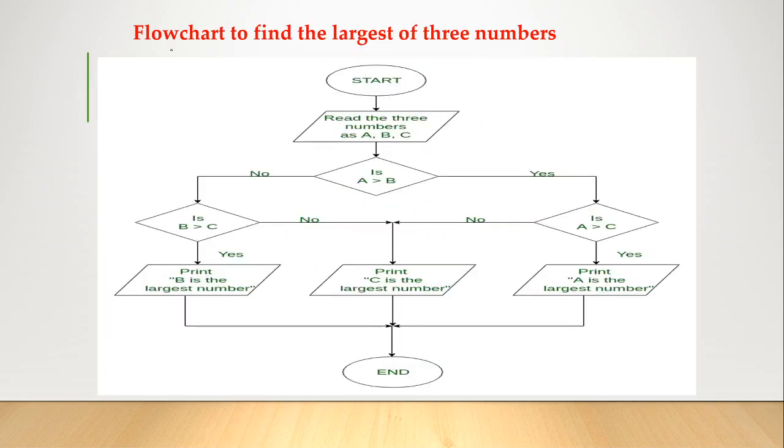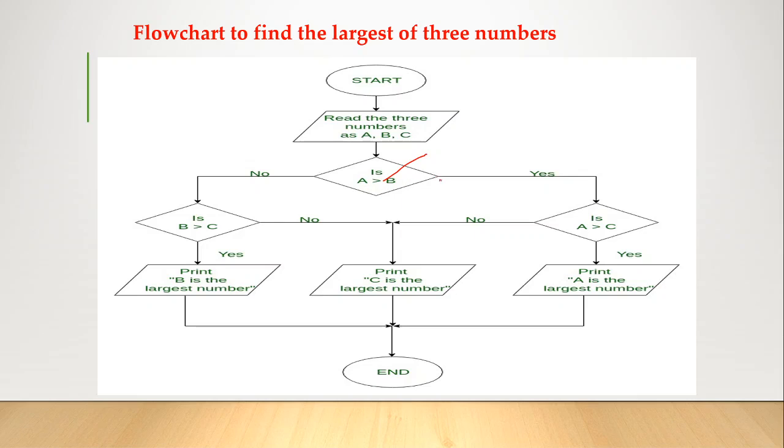The next flowchart is to find the largest of three numbers. We have the start of the flowchart. Then we read three numbers A, B and C. Next there is a decision box. In the decision box we have the statement: is A greater than B.